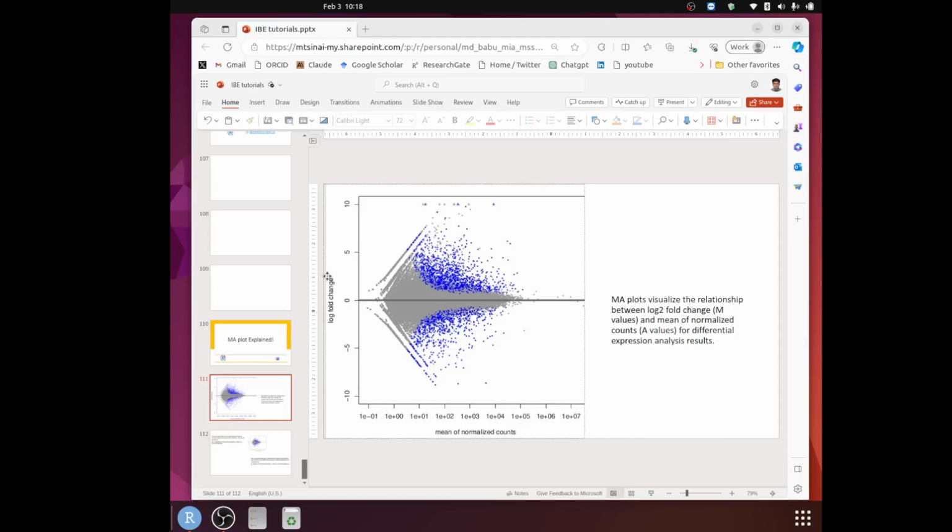Basically means the log two fold change, and in correlation of mean of normalized counts. And for that, MA plot is perfection. Now, what does it mean on this y-axis, log fold change? It's actually log two fold change. If you see somewhere log fold change, it is actually log two fold change. People write it in different ways. And mean of normalized counts.